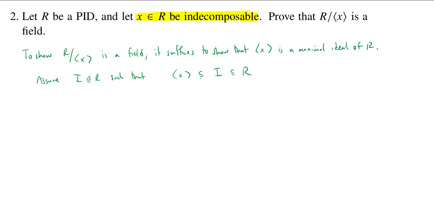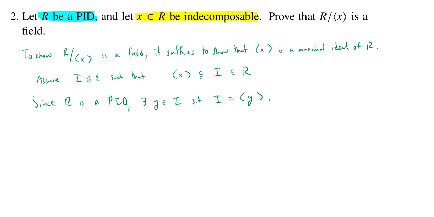Now we know though that R is a PID, and that's very important here because it means that this I, this random ideal we found, actually has a generator. So since R is a PID, there exists some Y in I such that I is generated by Y.